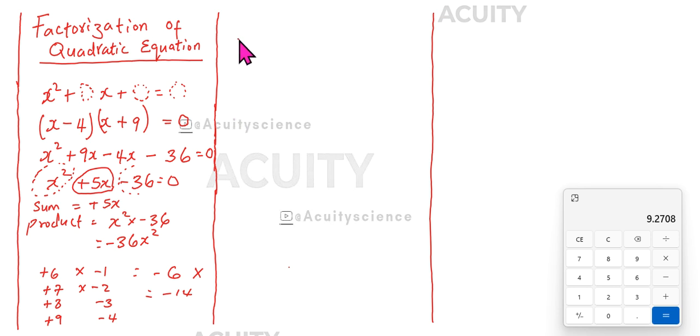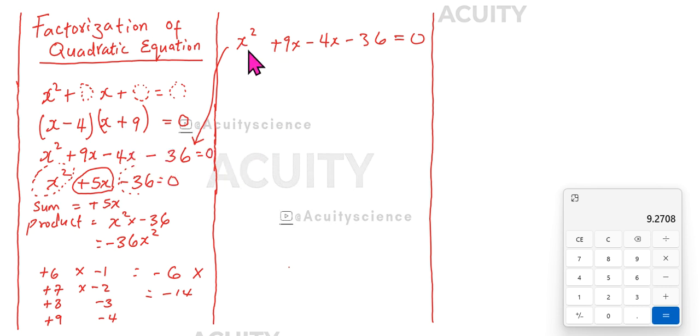So I'll write x squared. Instead of writing plus 5x, I'll write plus 9x minus 4x. Do you know that 9x minus 4x is 5x? Exactly. So I didn't change anything. Still the same. And minus 36, just like it is here, equals 0. Realize we just went back. That's what factorization does, like I said earlier. It takes you back.